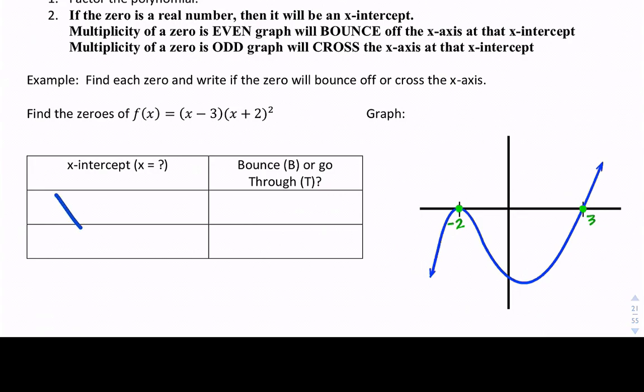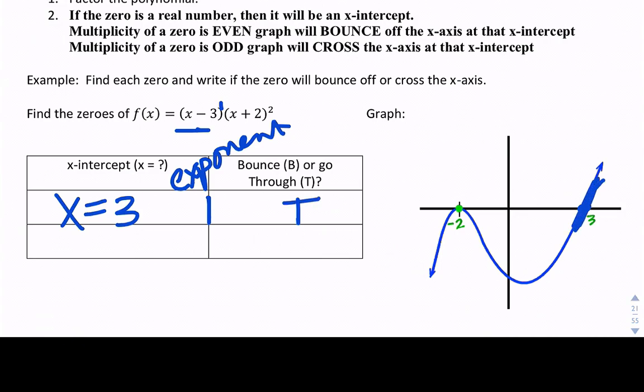So the first zero is 3. You can see that over here, 3, or just do the opposite of x minus 3. And look at the multiplicity of the exponent. The multiplicity here is 1 because it's not written, it's 1. So I'm going to write exponent is 1. And this one will go through because it's odd. And we can see it going through because it's odd over here.